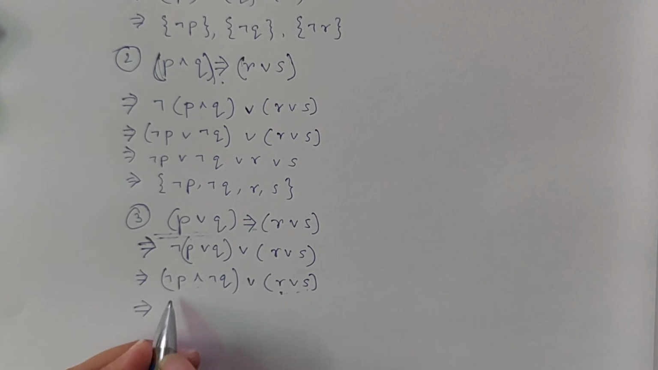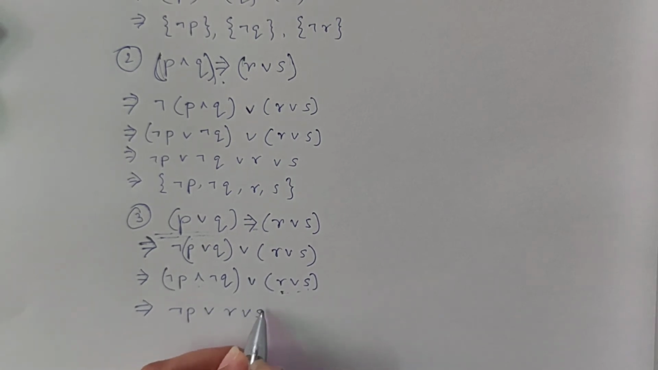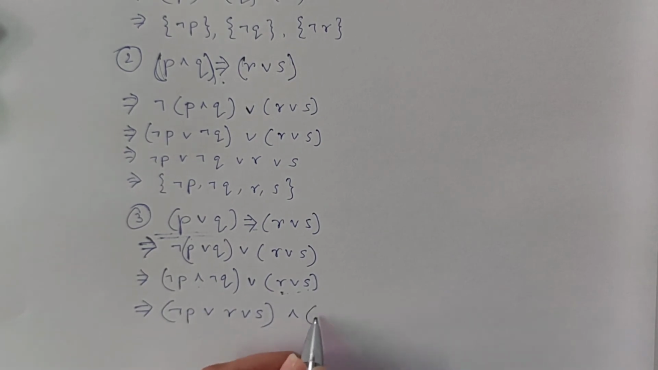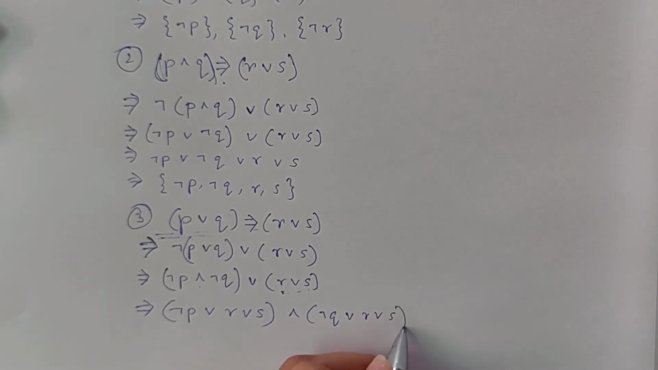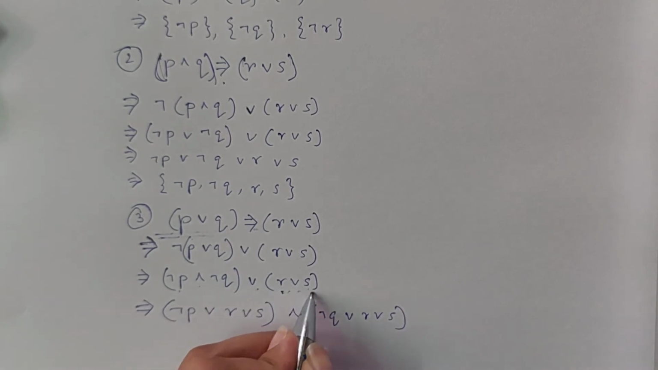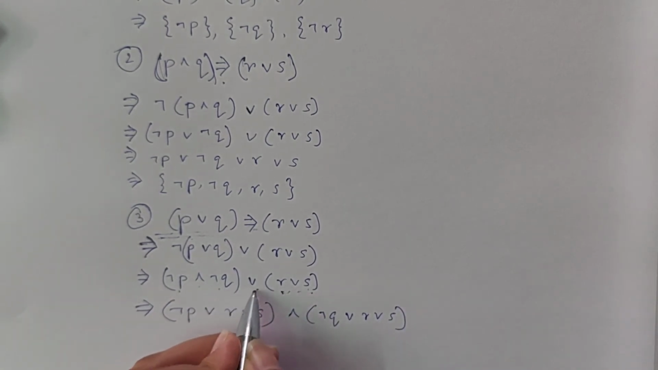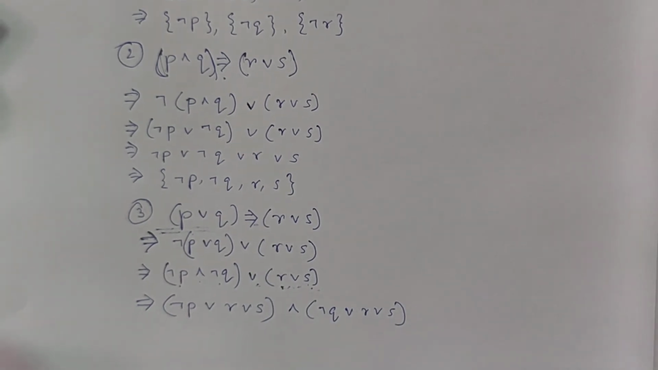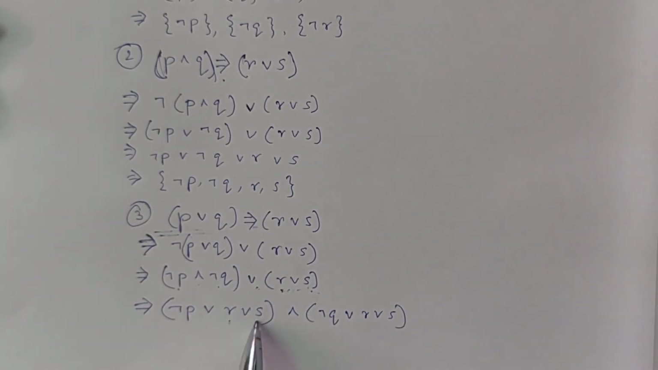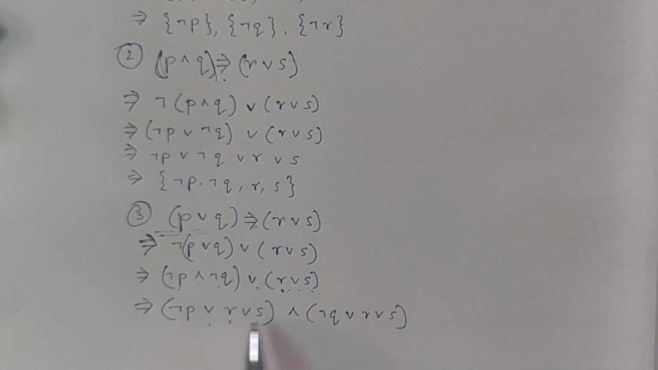So I can write this equivalently as (not P or R or S) and (not Q or R or S). I have distributed the AND, and the two forms are equivalent. Just see for yourself. If either one of R and S is true, then this part becomes true, this part also becomes true, true and true, so the whole thing becomes true, as in our first case.